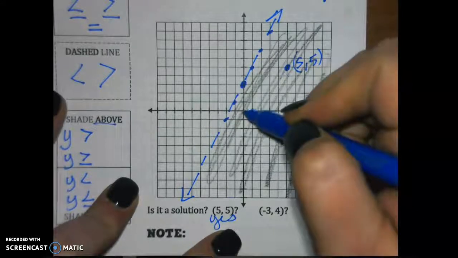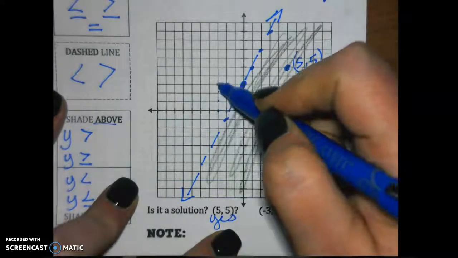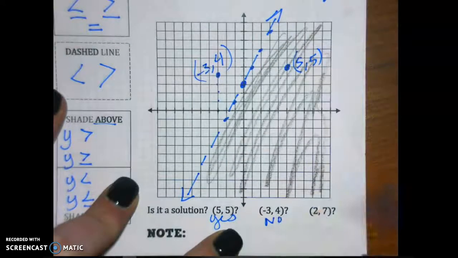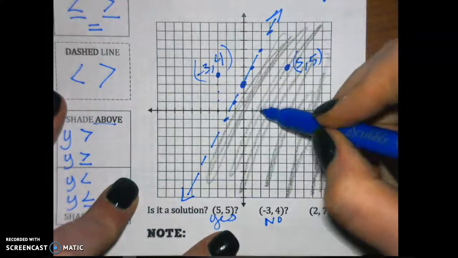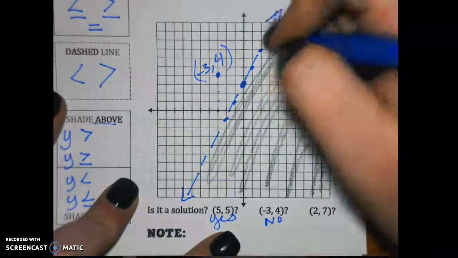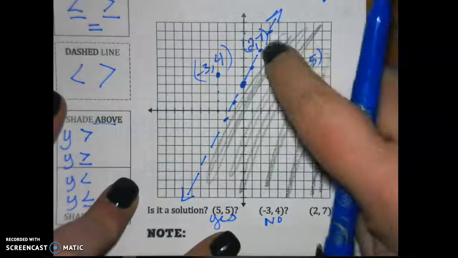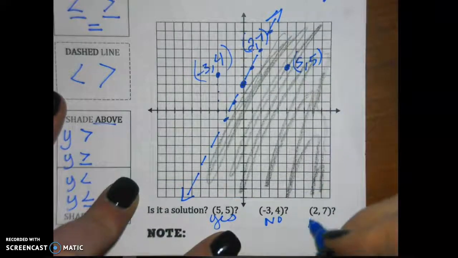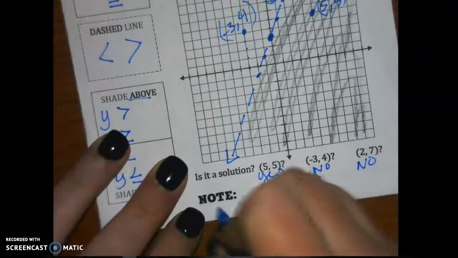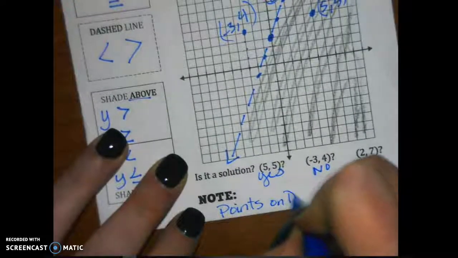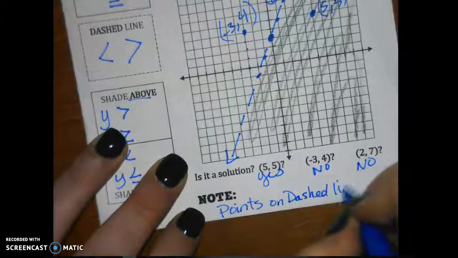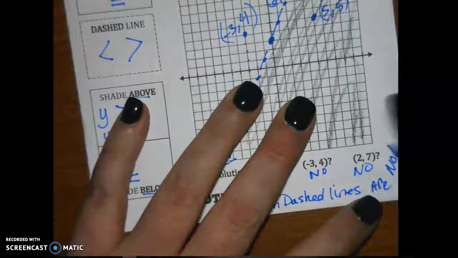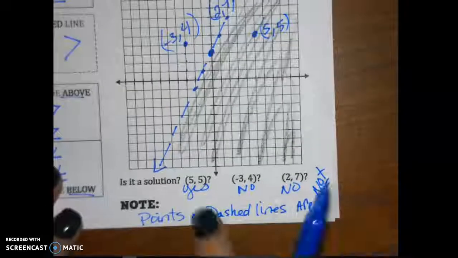Negative 3, 4. 1, 2, 3. 1, 2, 3, 4. Negative 3, 4. Sadly, not this time. And then (2, 7). 1, 2. 1, 2, 3, 4, 5, 6, 7. Ooh, (2, 7). This one here is right on the line. However, it is a dashed line, so that is a no. Okay? Points on dashed lines are not solutions. Okay? Not solutions.